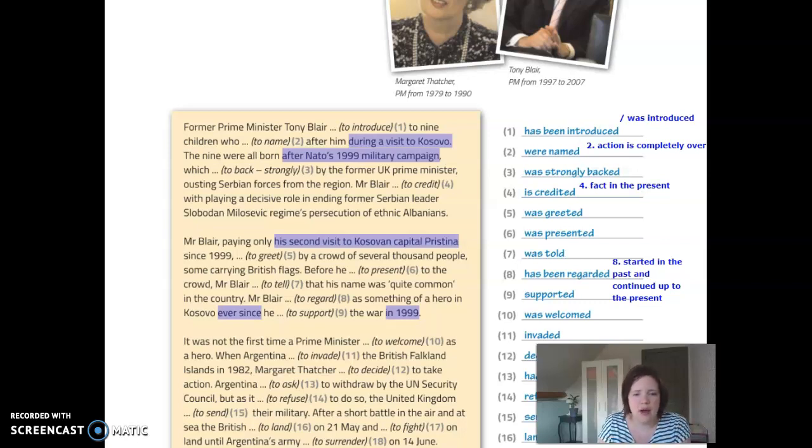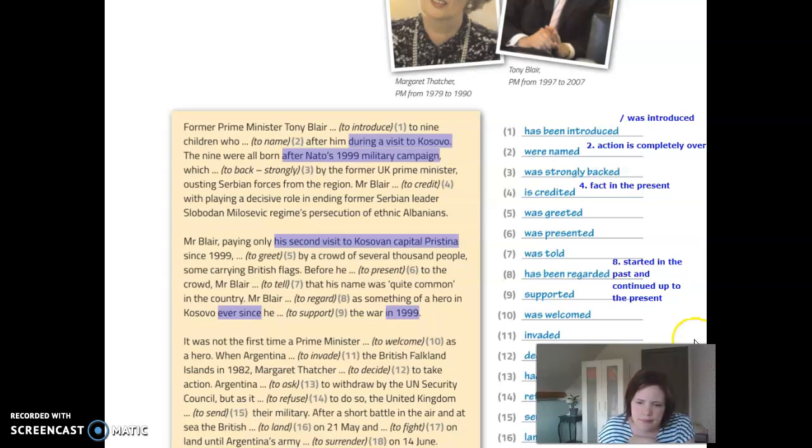And as you will notice now, the text shifts and they now start describing another action in the past, namely the time that Argentina, in the next sentence, it's made clear, invaded the Falkland Islands and the war that followed after. So the text now goes on to describe that. Let's have a look at that. When Argentina invaded, past simple, 1982, no link to the present, Margaret Thatcher decided to take action. Action in the past, no link to the present.